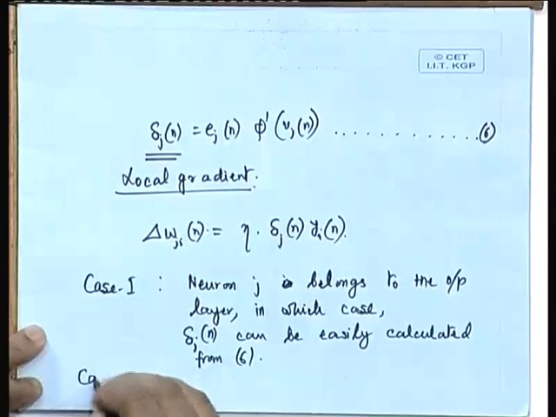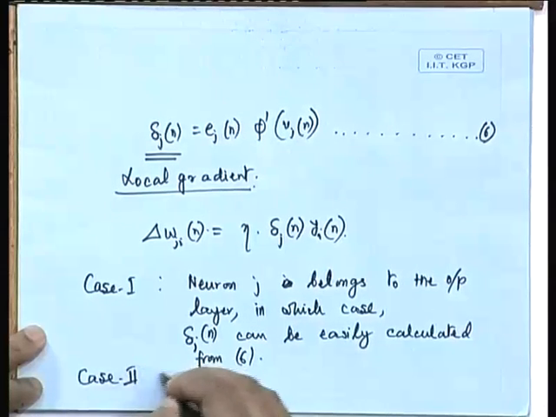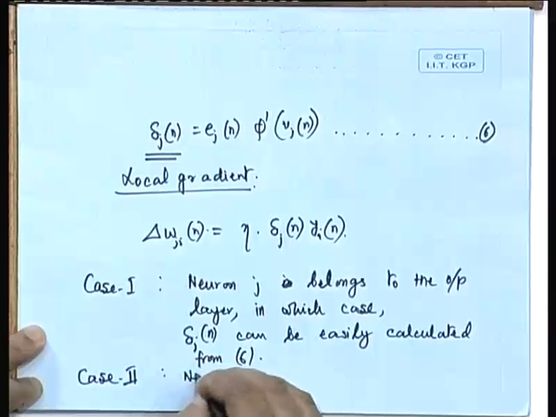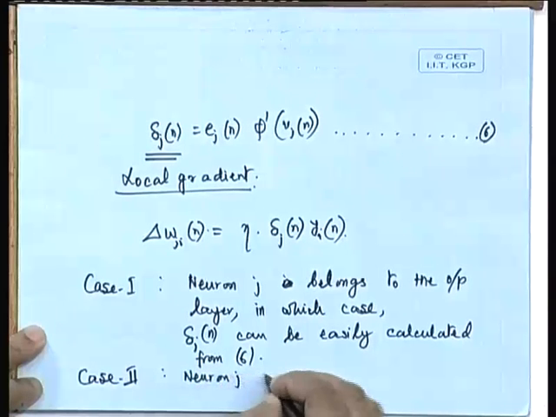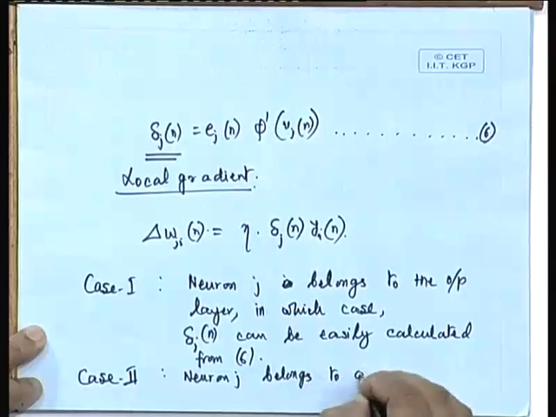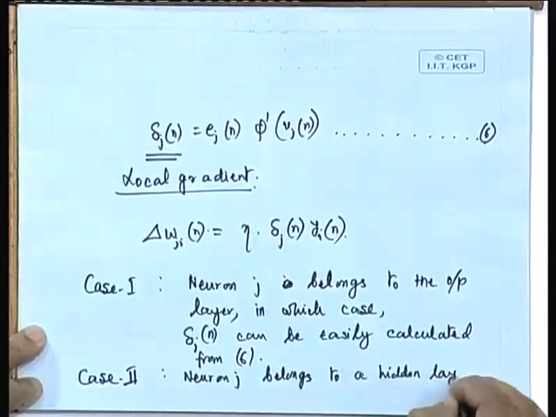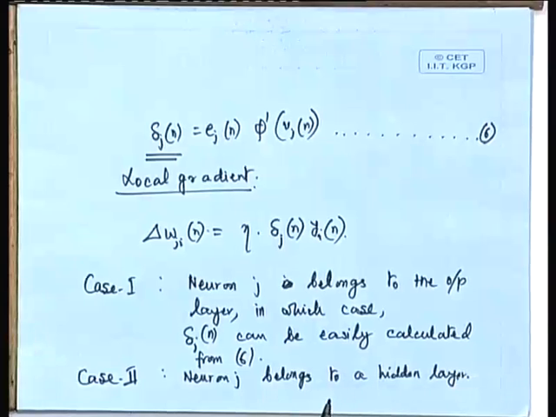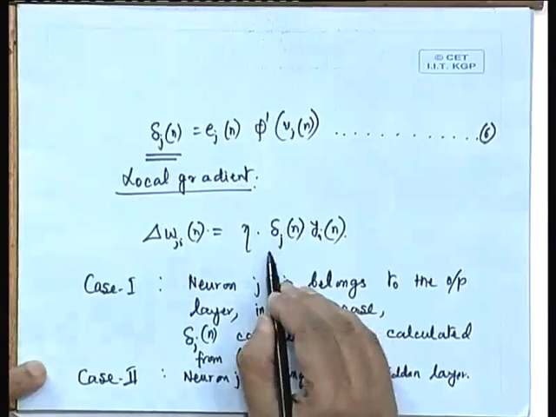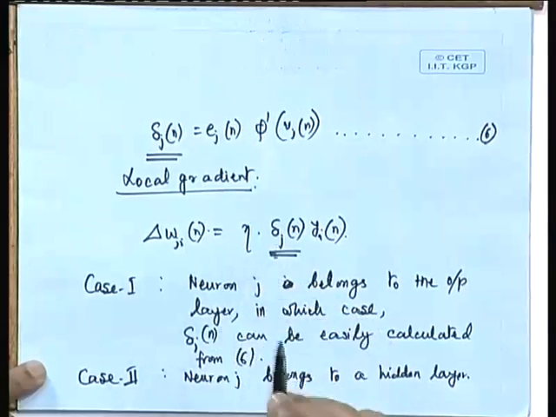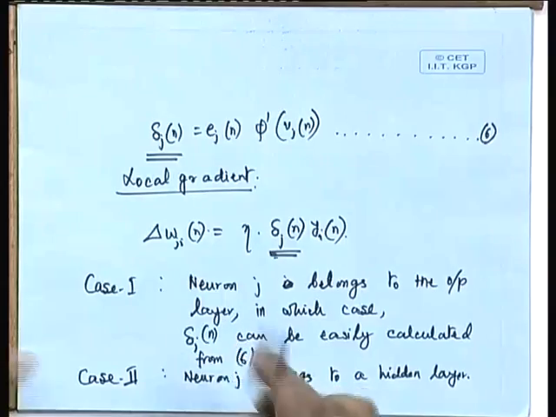And case 2, we consider where neuron j belongs to a hidden layer. And there lies the problem. There we have to calculate something which is equivalent of this delta j in the hidden layer. So we will have to break our analysis further.